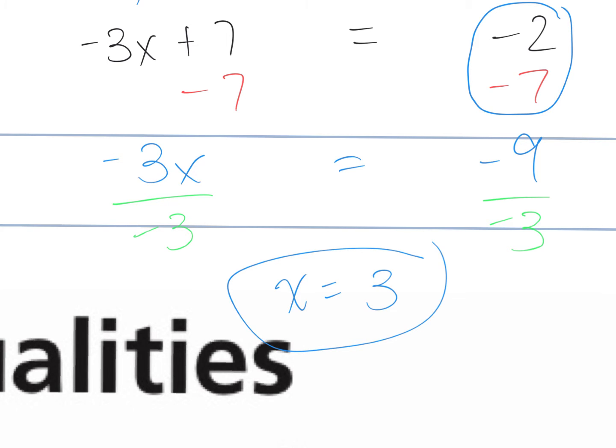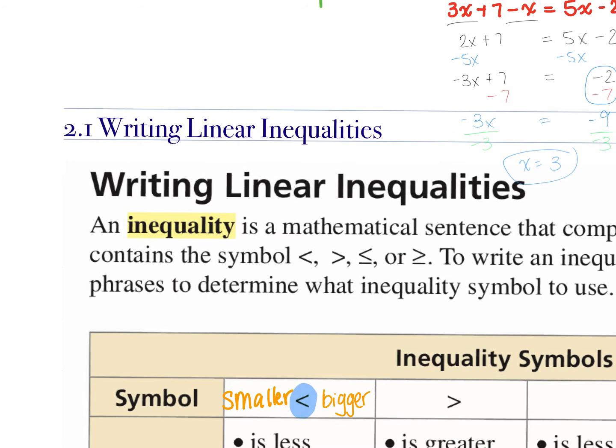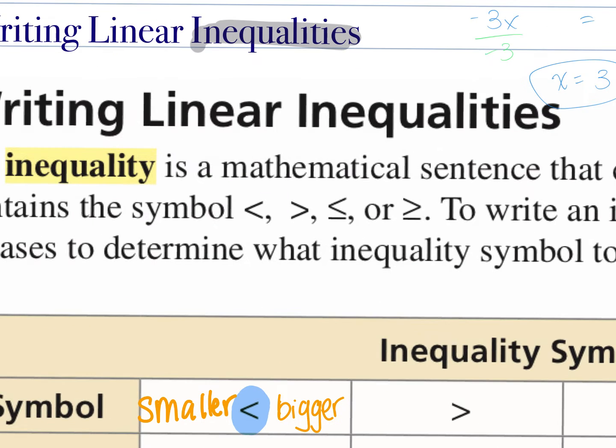How many people got it right before I went over it? Raise your hands. Okay, if we got it wrong, do we understand our mistake? Good. We're no longer talking about equalities. We're talking about inequalities. Does anyone know what an inequality is? Yeah, Eli. Very good. It's very similar to an equation, but instead of an equal sign, what's it going to have?